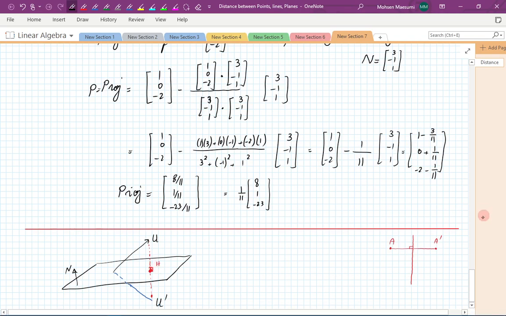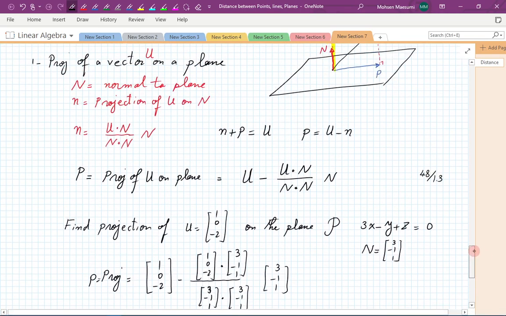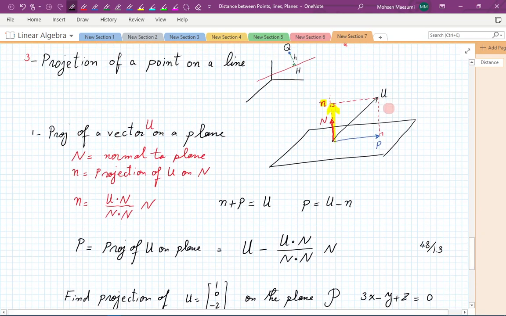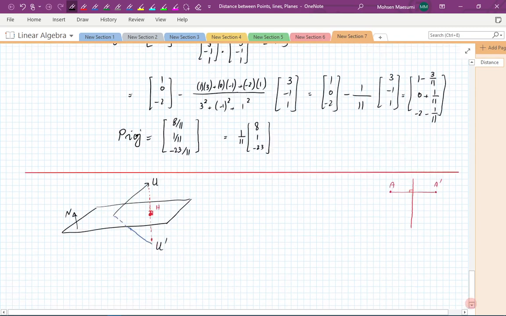Here, how did we get to p? I'll take u, subtract n from it, come down from u to p. Well, if I subtract one more time, I come to u prime. If you want to go to the other side, subtracting n brings you here. Subtract n one more time, it brings you to the reflection. So u prime is going to be u minus 2n.